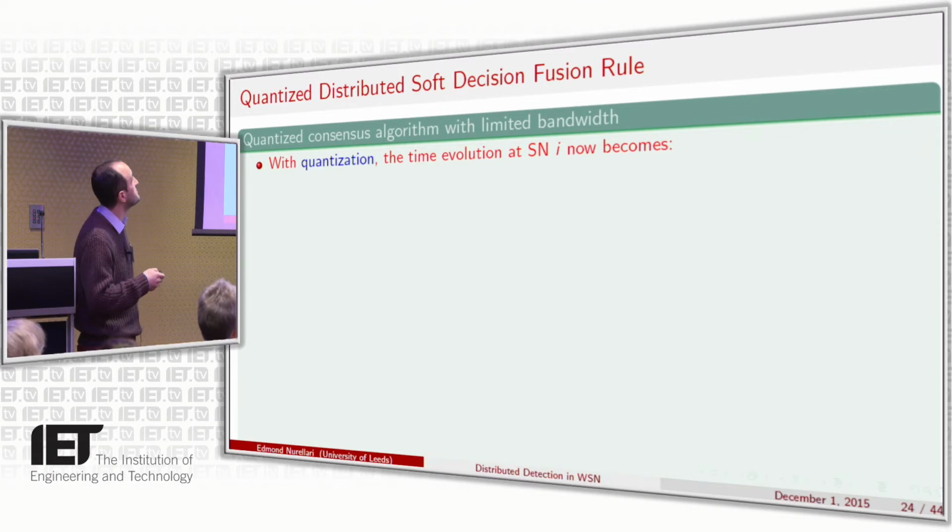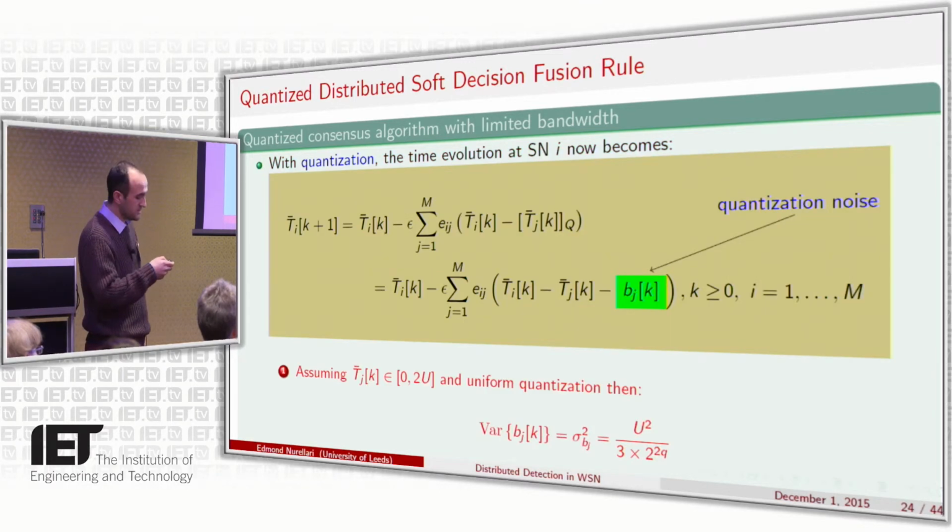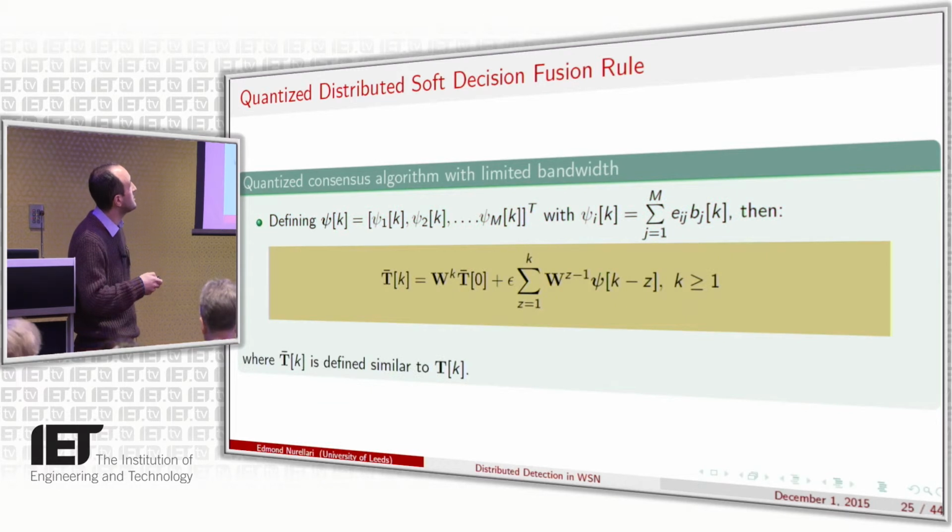So with quantization, the time evolution of the consensus algorithm can be represented as such, where this here is the quantization noise, which we didn't have in the ideal case. So assuming that each of the test statistics has a finite range and uniform quantizing, that's the variance of the quantization noise. So in matrix form, this is represented as such. This term here represents the quantization noise.